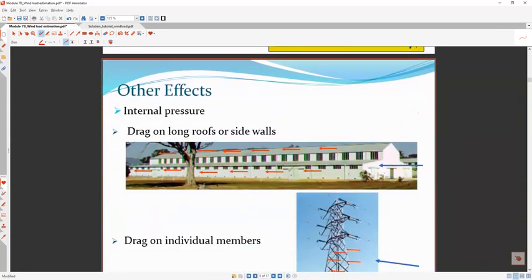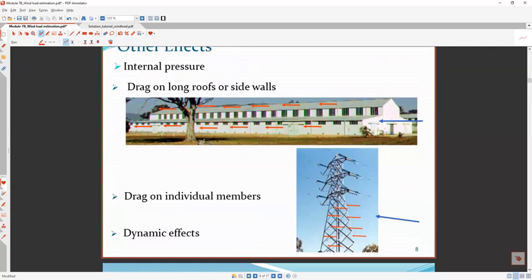Okay, so there are other effects which I was talking about before. You can see the drag I was talking about before. A very long structure like this will be subjected to this kind of drag on the side walls and the roofs. And the other thing will be drag on individual members like this. This is a very different scenario which we are not looking at here. You know why? Because when individual members are subjected to wind force, that behavior is very different from what we're looking at here.